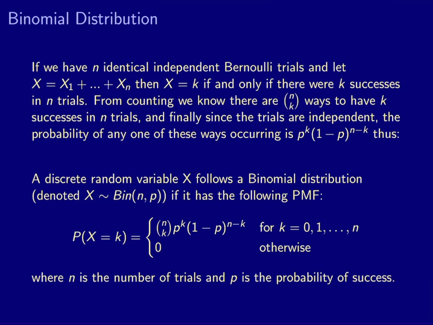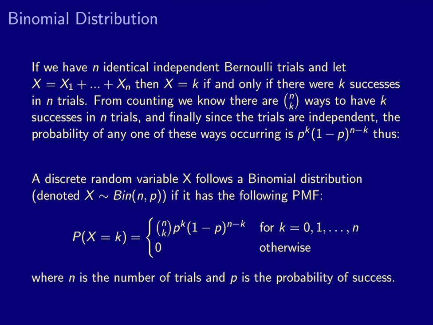Now that we've gotten some of the prerequisites out of the way, we can get started here. So if we have n identical independent Bernoulli trials, and we let x equal the sum of all of those guys, x sub 1 through to x sub n, then we know x equals k if and only if there were k successes in those n trials. And that's just because each trial equals 1 upon success and 0 otherwise, so it doesn't matter how many zeros you add, it's still going to equal the number of ones we had, so the k successes we had.